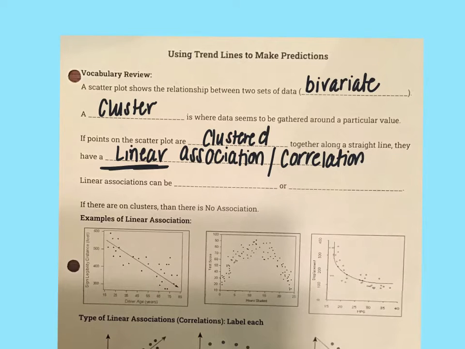And then we've talked before that a linear association, same thing as a correlation, can be either positive or it can be negative. If I'm moving too fast, you can always pause the video. Also take note that if there aren't any clusters and the data is just randomly everywhere, that's when we have the no association or the no correlation.